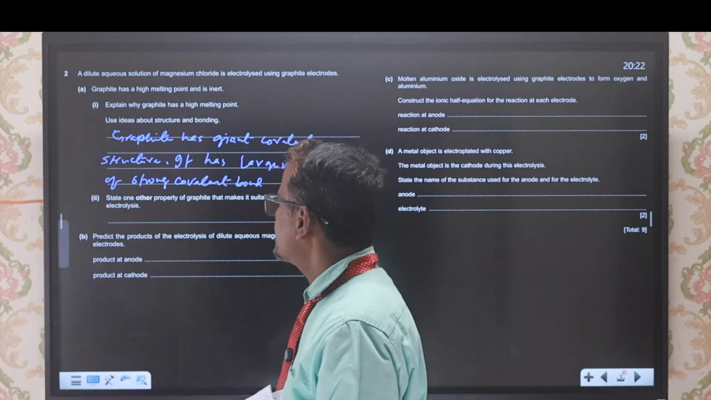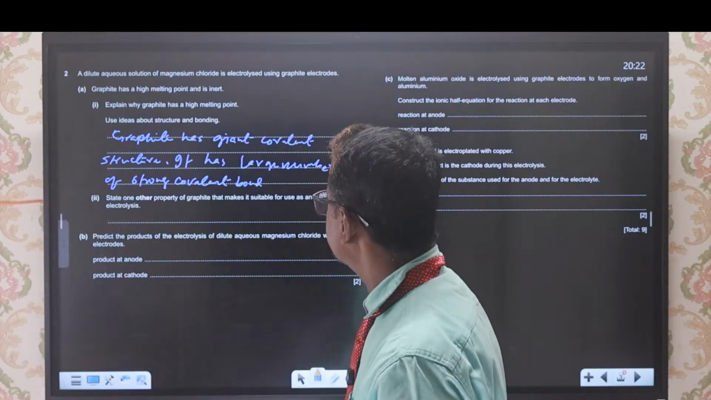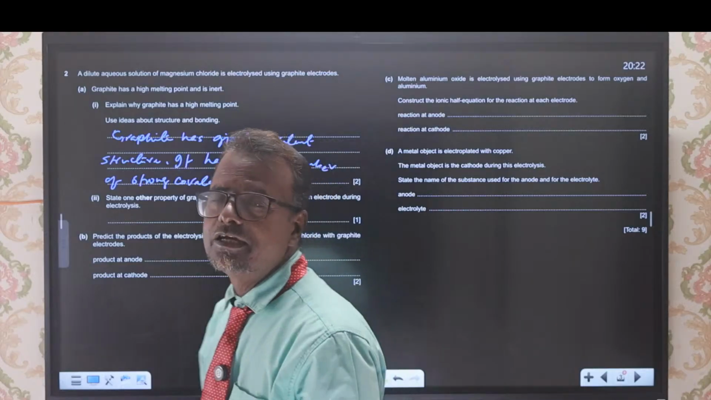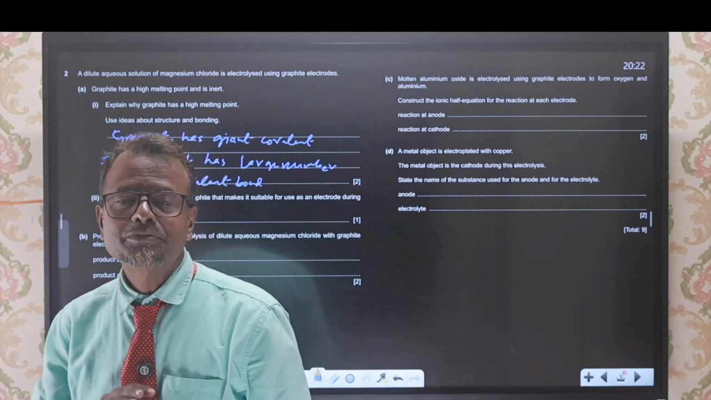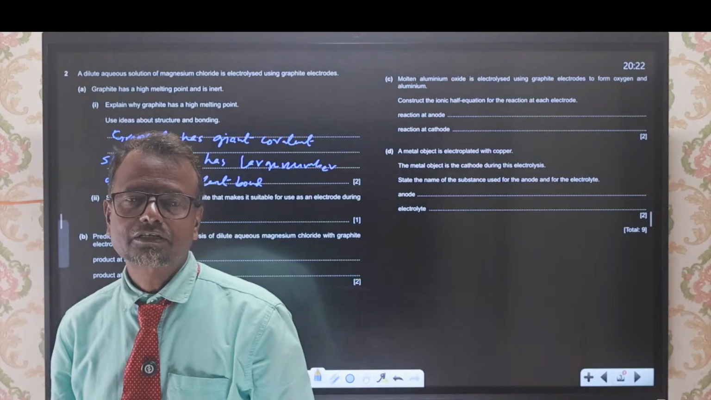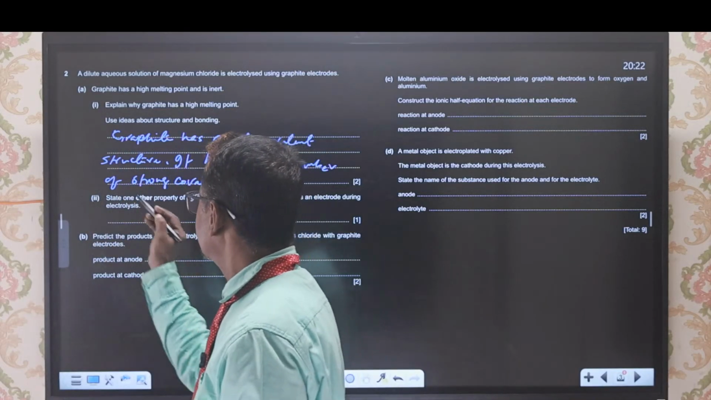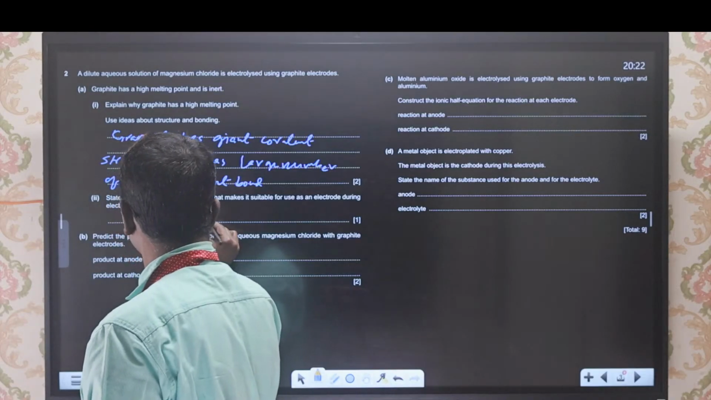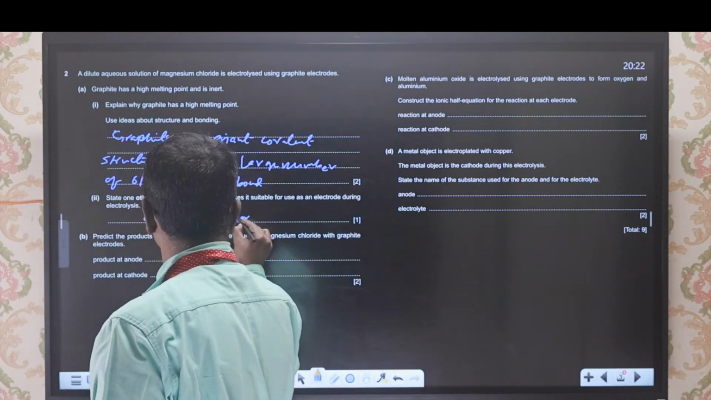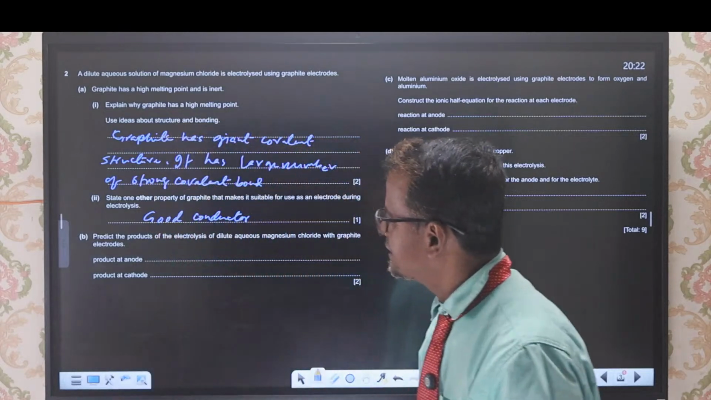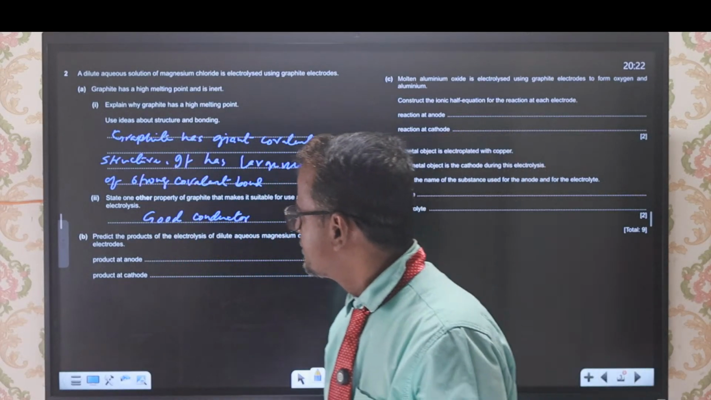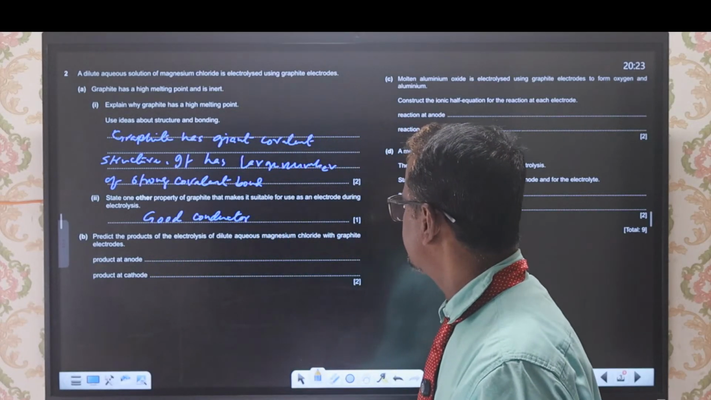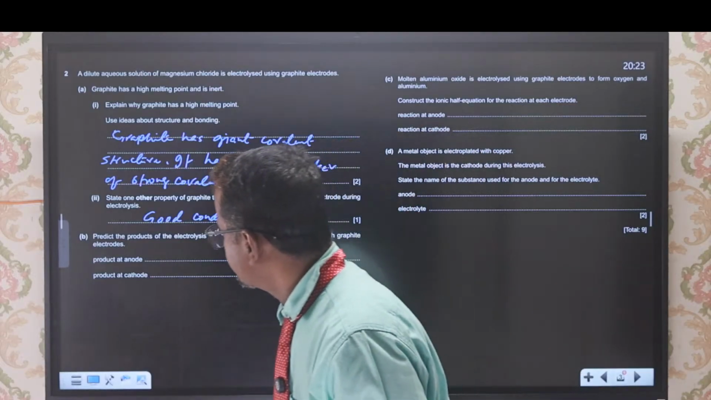Number two, one other property of graphite that makes it suitable for use as an electrode during electrolysis. So an electrode must be a good conductor. So here it is a good conductor of electricity. Okay. Next, predict the products of the electrolysis of dilute aqueous magnesium chloride with graphite electrode.